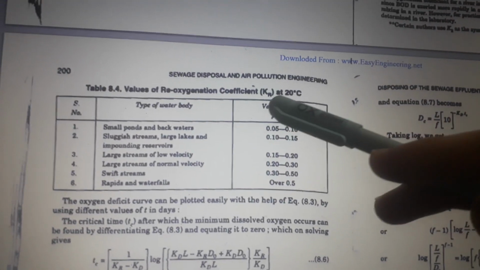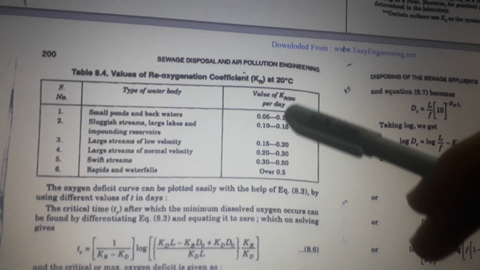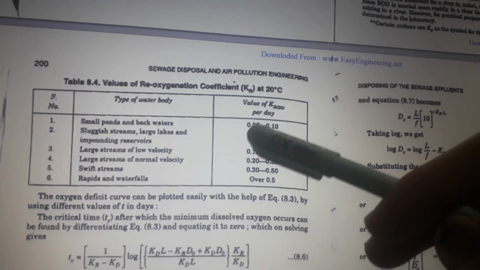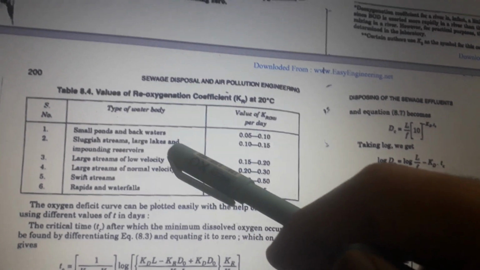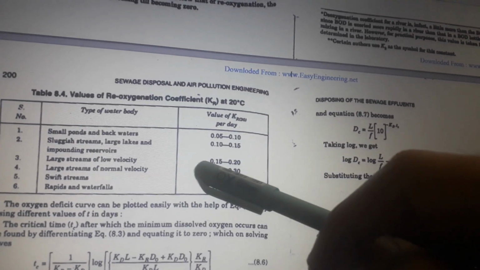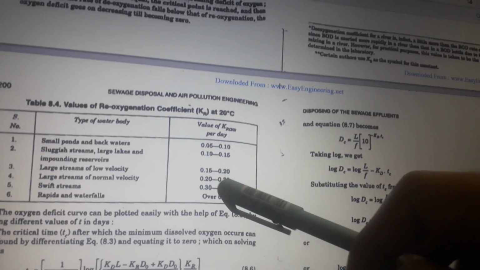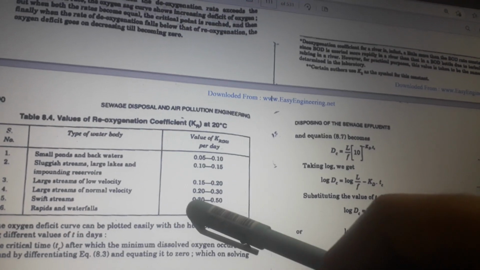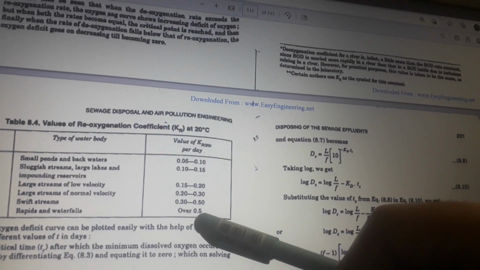Values of reoxidation coefficient Kr at 20 degrees Celsius. Type of water body, value of Kr 20. Small ponds and backwaters 0.05 to 0.10. Sluggish streams, large lakes and impounding reservoirs 0.10 to 0.15. Large streams of low velocity 0.15 to 0.20. Large streams of normal velocity 0.20 to 0.30. Swift streams 0.30 to 0.50. Rapids and waterfalls over 0.5.